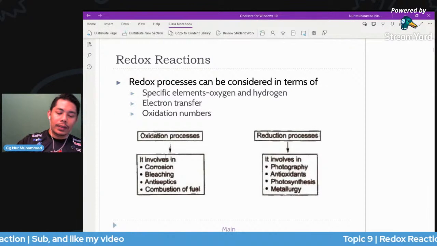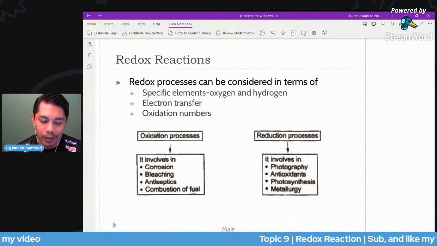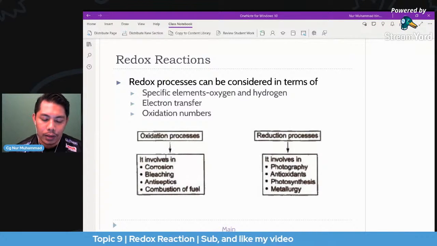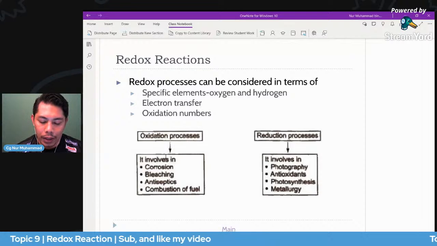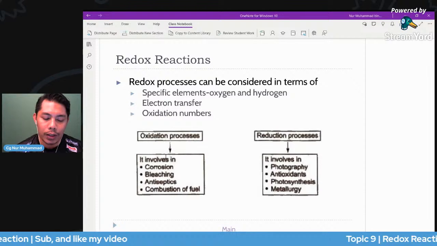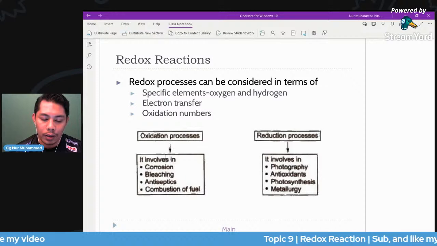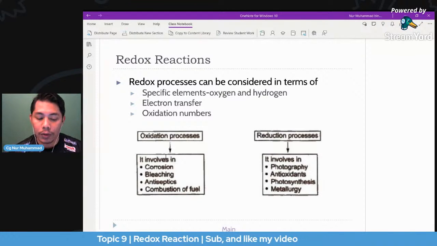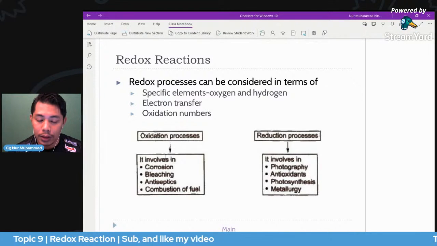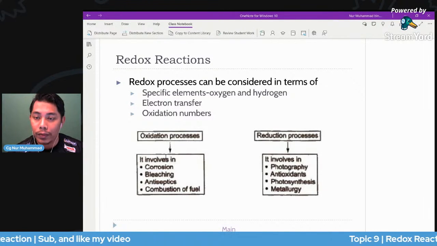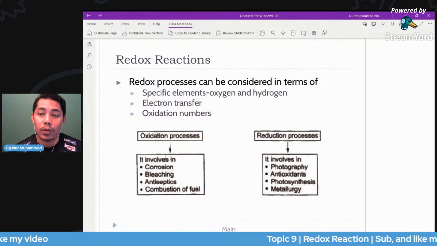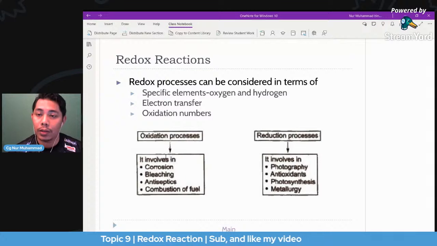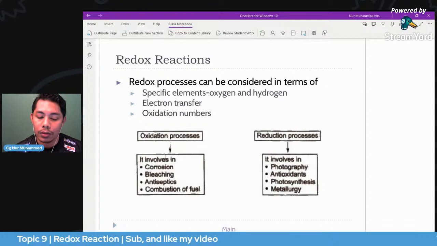Okay, what is redox reaction? Redox reaction process can be considered in terms of specific element, oxygen and hydrogen. Redox meaning that in one chemical reaction there is a reduction and oxidation at the same time. Dia mesti kena ada dua-dua ni. Dia tidak boleh oxidation sahaja ataupun reduction saja. It must have reduction and oxidation. That is called redox reaction.